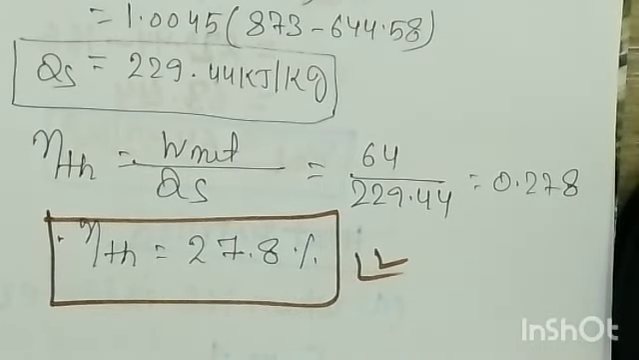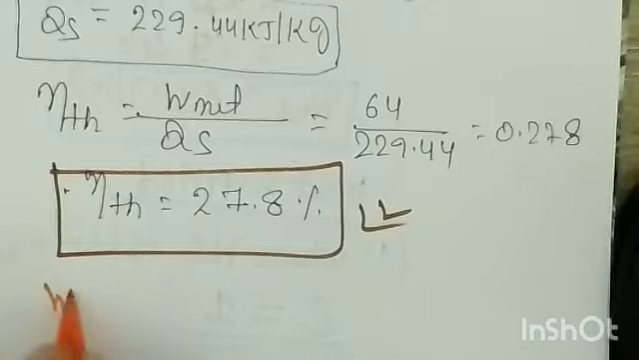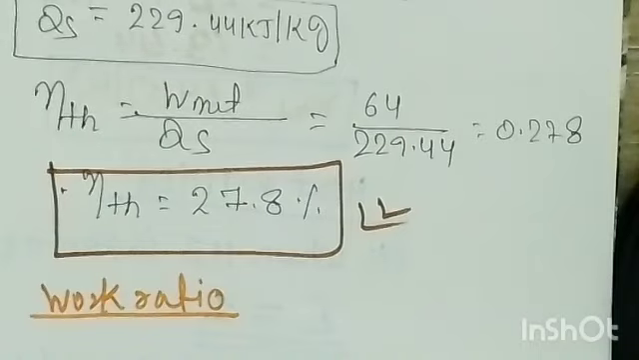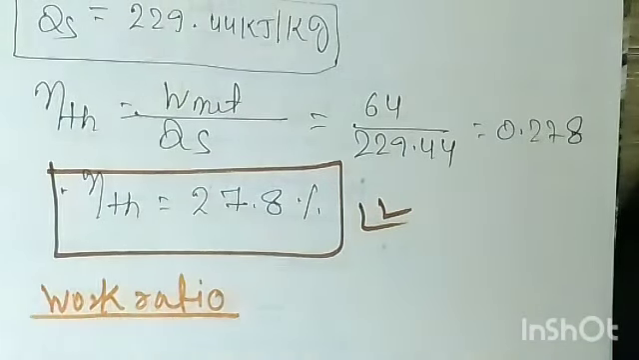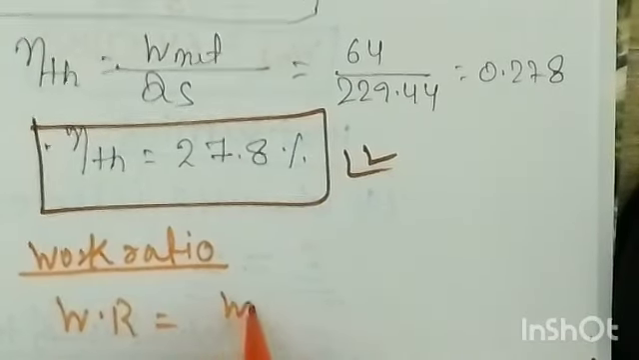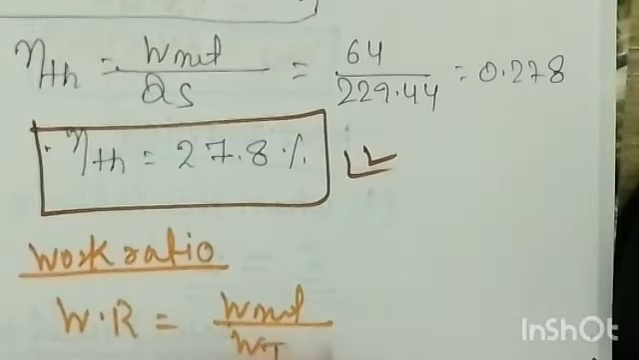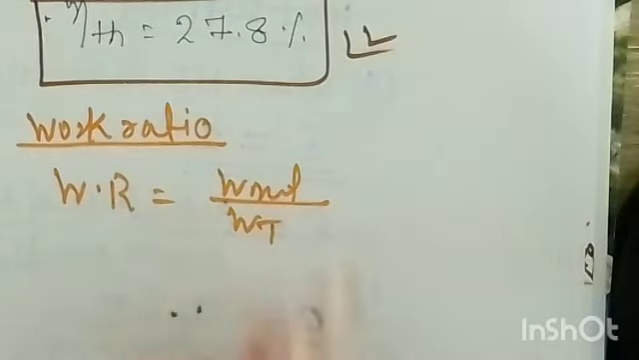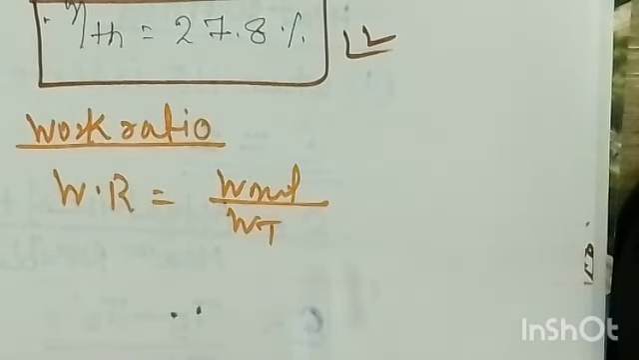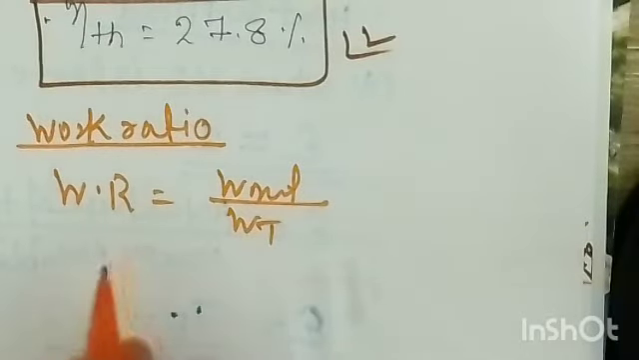Now we have to calculate the work ratio, right? So you can write first, work ratio. You know that work ratio is net work by turbine work. Let's say work ratio, W_R, is equal to W_net by W_T. The work ratio will not change, whether you are using the perfect or imperfect case. There is a relation between net work and turbine work only. There is no use of the heat supply right now. So that's why the work ratio will not change in either perfect or imperfect cooling, right?